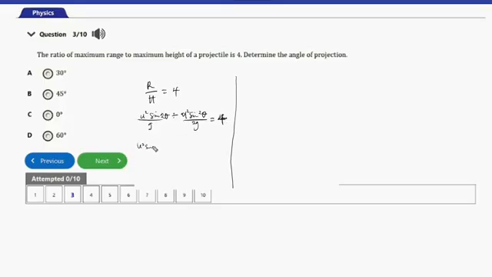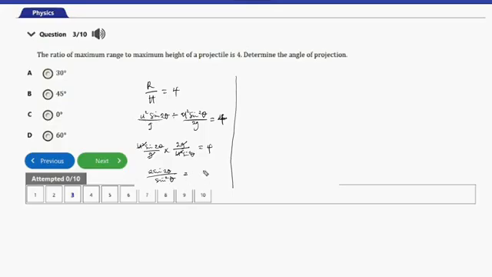So in this case, if we change the sign of division to multiplication, we are going to have u squared sine 2 theta over g times 2g over u squared sine squared theta, and this is equal to 4. So guys, we can go ahead and cancel out some factors. So we cancel out u squared, and then we cancel out g. So here we're going to have 2 sine 2 theta over sine squared theta is equal to 4.